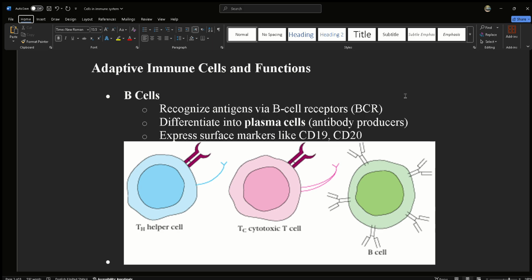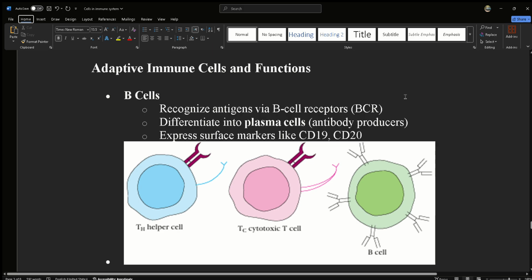So B cells recognize antigen via B cell receptors or antibodies and differentiate into plasma cells which produce antibodies, and express surface markers like CD19 and CD20. So with the help of CD19 and CD20 we can see the B cells and we can see their activity, their proliferation, and we can count them.